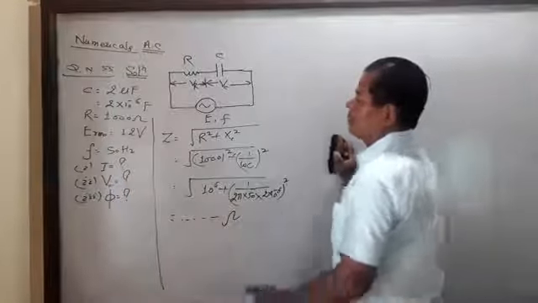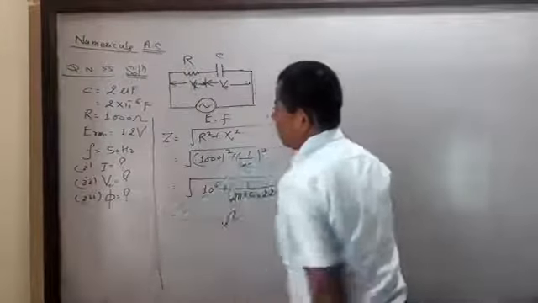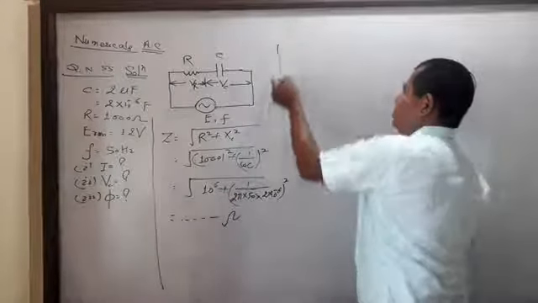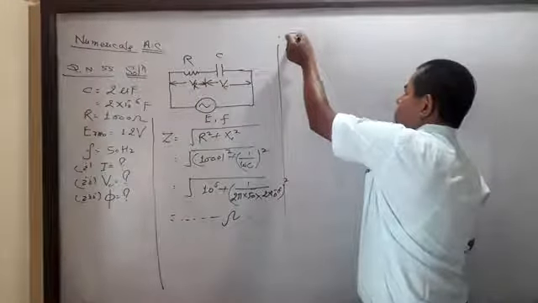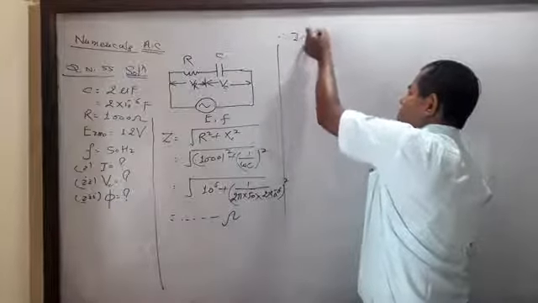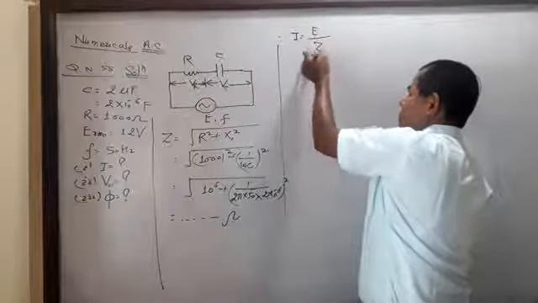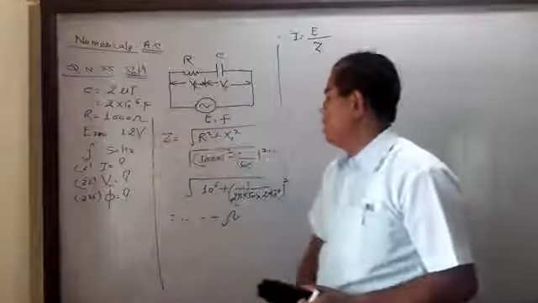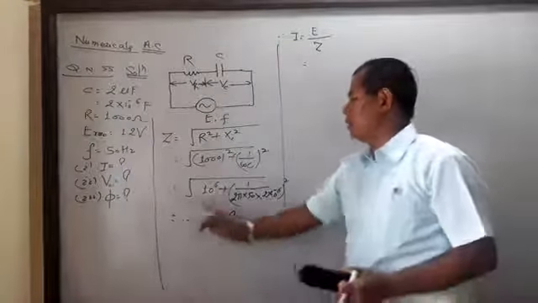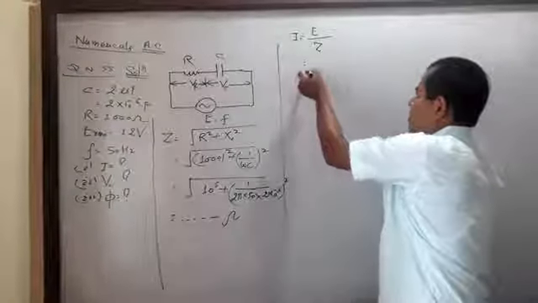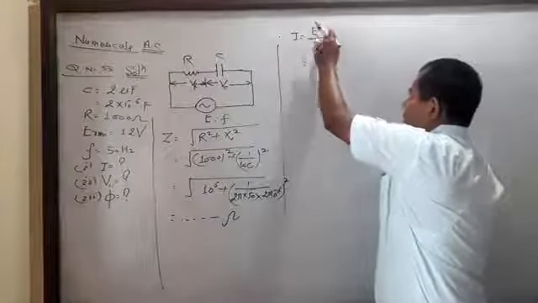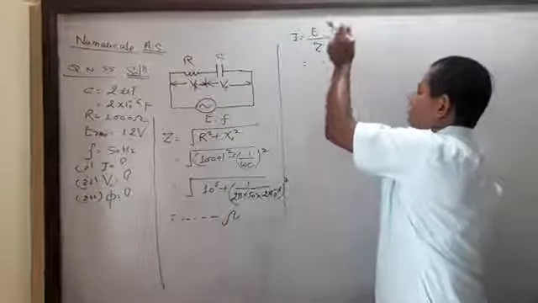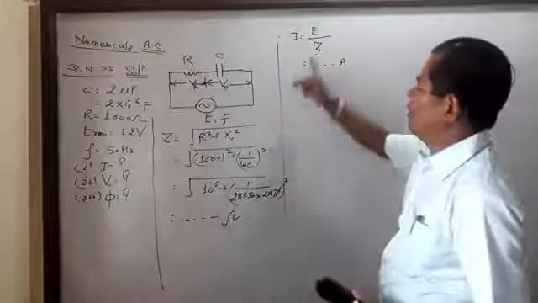Then first we will find the current. Therefore, the current passing through the circuit, I is equal to E by Z. E is given as 12 volt, and Z we have determined here. Substitute the values of E and Z and find the value of current, that is some value in ampere. First part is completed.